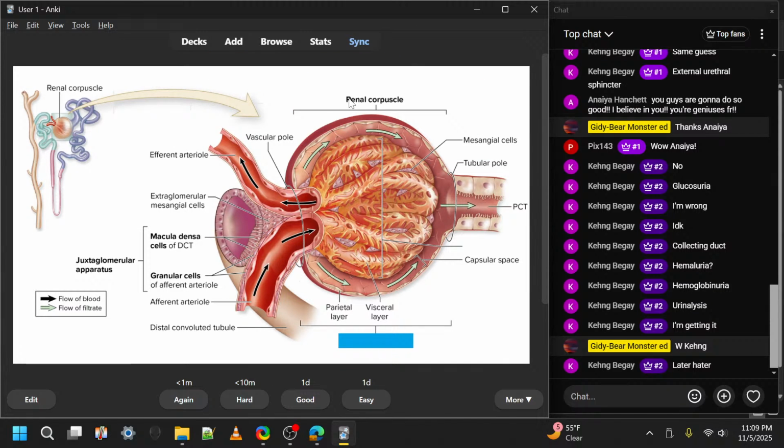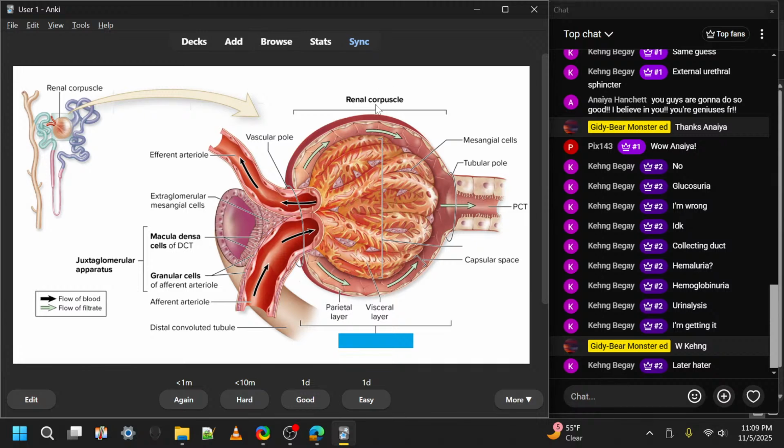And we need to know that the renal corpuscle is both the glomerular capsule and the glomerulus in one. So the renal corpuscle is the umbrella term, or is higher up on the tree, which then branches into the glomerular capsule and the glomerulus.